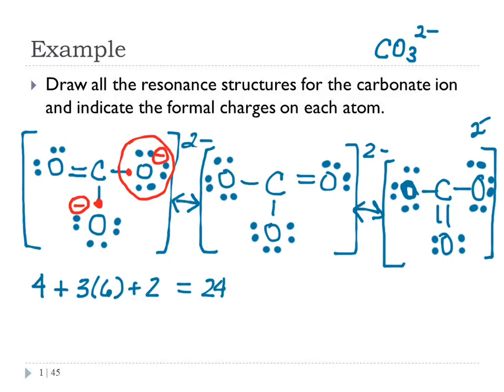What about this oxygen? It's going to be 1 minus. It's the same calculation as for this one. It has 3 lone pairs and half of the bond. So this one has a -1 formal charge, and this guy down here has a -1 formal charge. And in this other structure, that one and this one have the -1 formal charges.